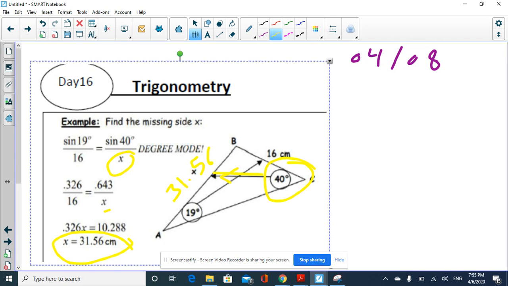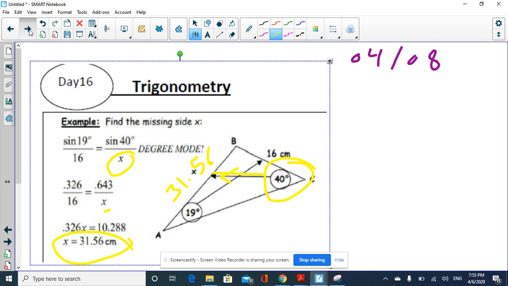So the value of x is 31.56. As I told you before, you can make a comparison between the lengths of the sides and the measure of the opposite angle. Which angle is greater? Angle C. So the opposite side must be greater than the side opposite angle A. 19 is opposite to 16, so it makes sense that 40 is opposite to 31.56 centimeters. Okay, this is the sine rule. The sine rule is a over sine A equals b over sine B equals c over sine C, or you can flip the rule.